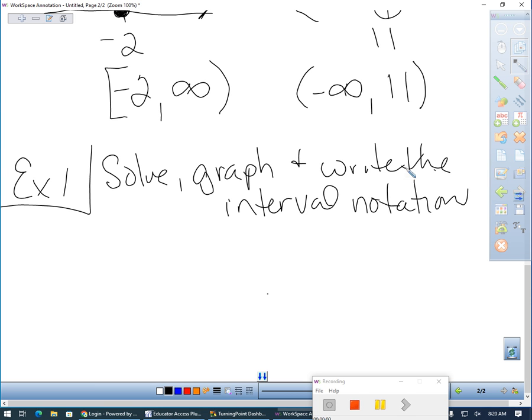I think you guys can handle it if I jump into a little bit tougher one. Let's say I have 12 is greater than or equal to 4 plus x.